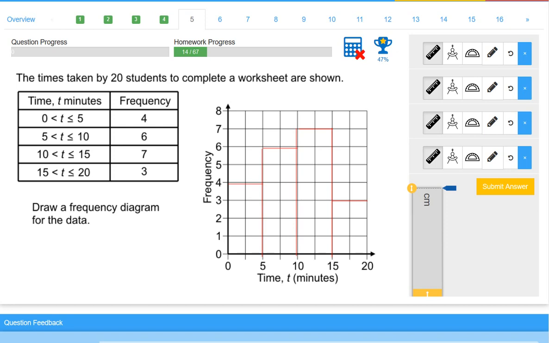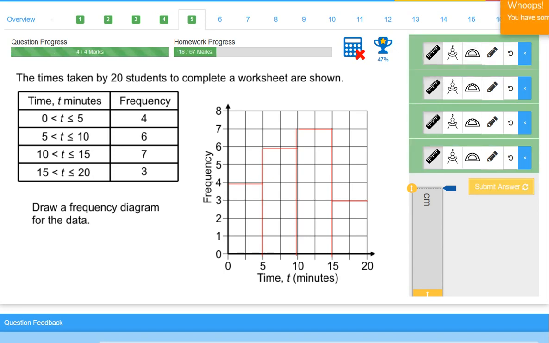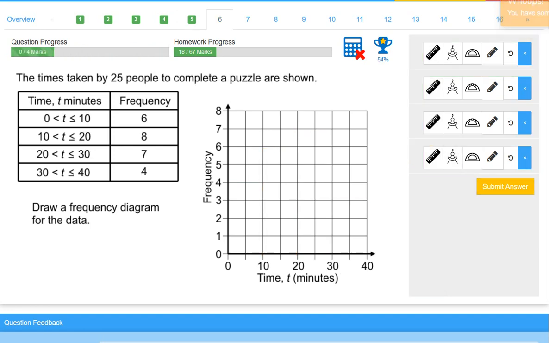Height 4, height 6, height 7, and height 3. Now MathsWatch can be a bit fussy. Let's see if it likes me or not. And yep, it's giving me the marks for that. So that's a frequency diagram. And here we're asked for another frequency diagram, exactly the same idea. And so there's my boxes. We have one of 6, one of 8, one of 7, and one of 4, and looking something like that.